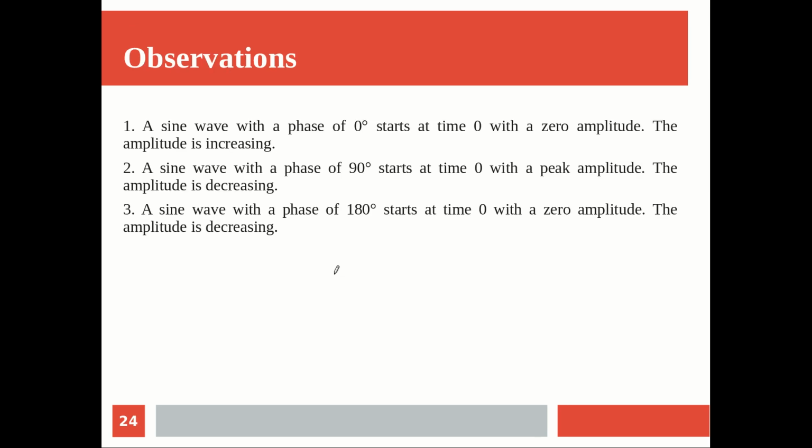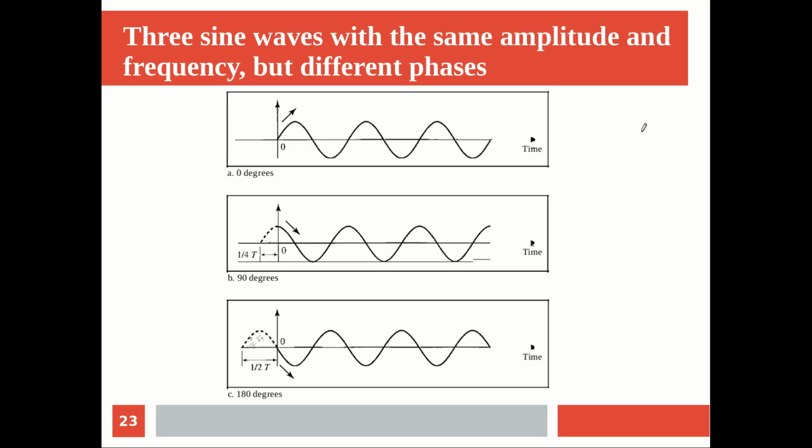Some observations: a sine wave with a phase of 0 degrees starts at time 0 with 0 amplitude, and then the amplitude is increasing. Just observe the figure. Here it is a 0 degree sine wave. It is starting with 0 amplitude at the point 0, and the amplitude is just increasing. But what about a 90 degree phase shifted wave? It is starting with the peak amplitude, right? The signal starts with the peak amplitude itself, and that amplitude value is decreasing. That is how you have to understand a 90 degree shifted signal.